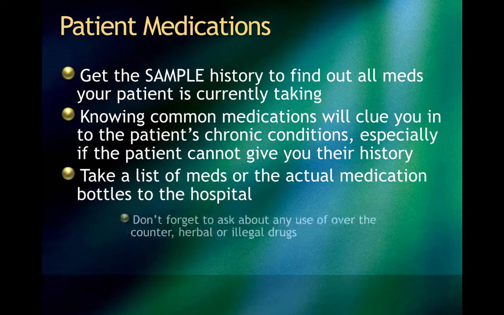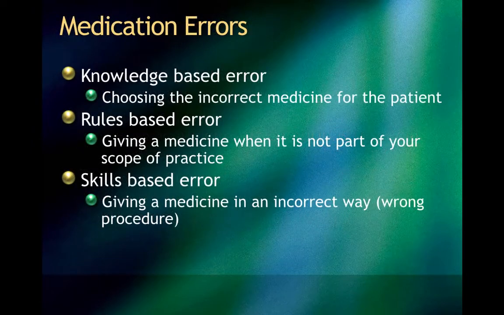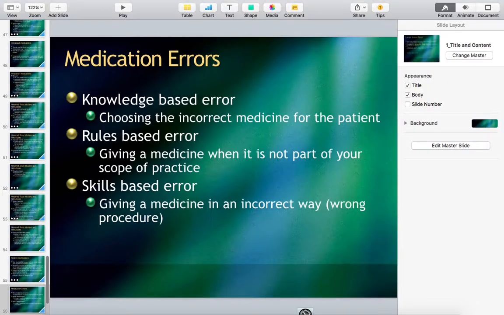I'm going to go through taking a sample history. You need to know the types of errors that tend to be common. There's the knowledge base error, choosing an incorrect medication, choosing an incorrect dose, or doing something incorrectly because you didn't understand what you were doing. Again, this should never happen because you should not be giving a medication that you don't know about already. If you don't know the dose, if you don't know what the medication does, if you don't know the side effects and the contraindications, you should not be giving that medication.